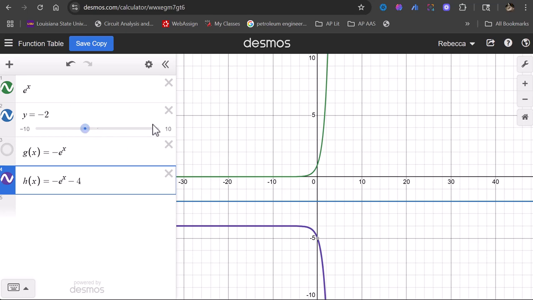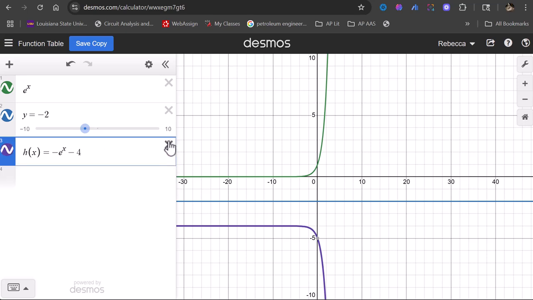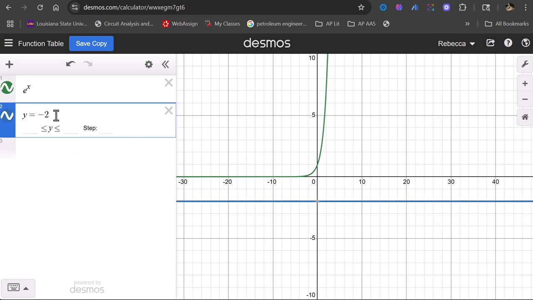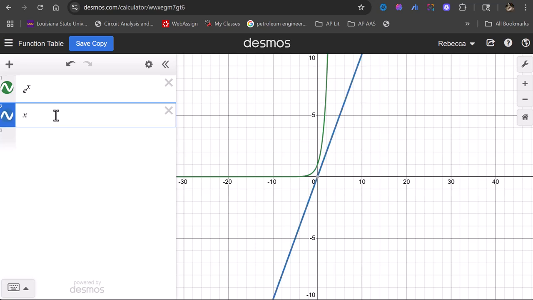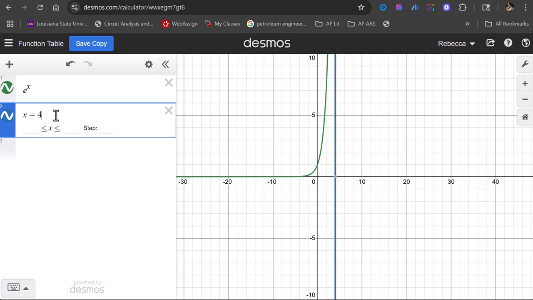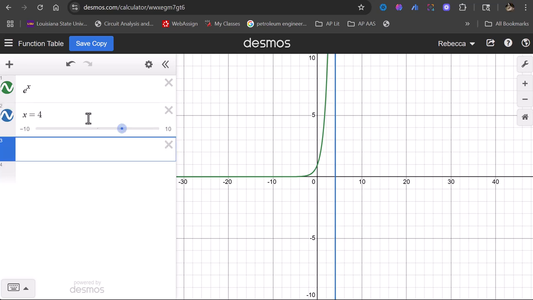Okay, now what about if I reflected about a vertical line? So instead of a horizontal line, let's say I have a vertical line, x equals 4, for instance. That vertical line is parallel to the y-axis. So I want to reflect about the y-axis and then shift. First let's reflect about the y-axis. To do that, you make the x negative. So I would have e to the negative x. And so I reflected it about the y-axis.